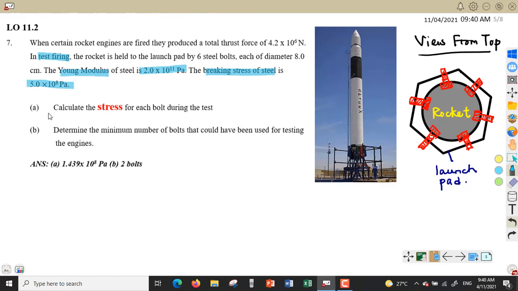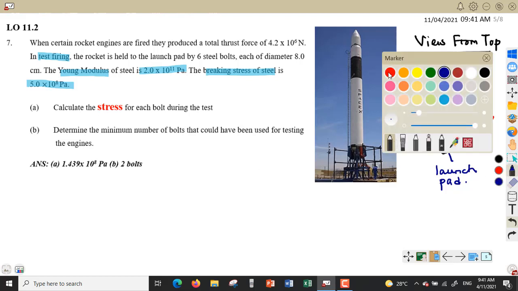So question A, we want to calculate the stress for each bolt during the test. Class, sila buat corrections in your tutorial questions. It's not strain, but it's stress. Okay. B, determine the minimum number of bolts that could have been used for testing the engine.